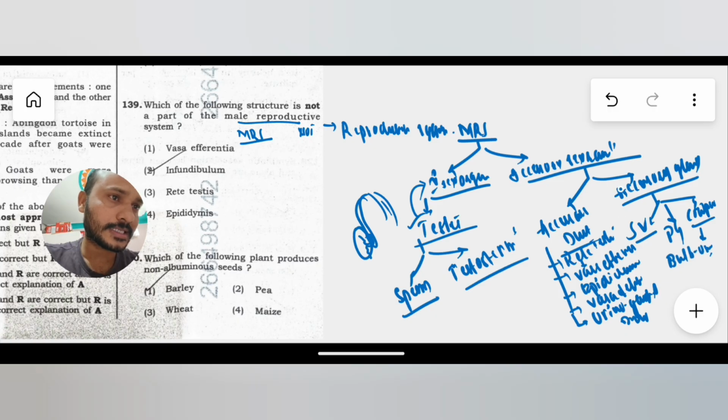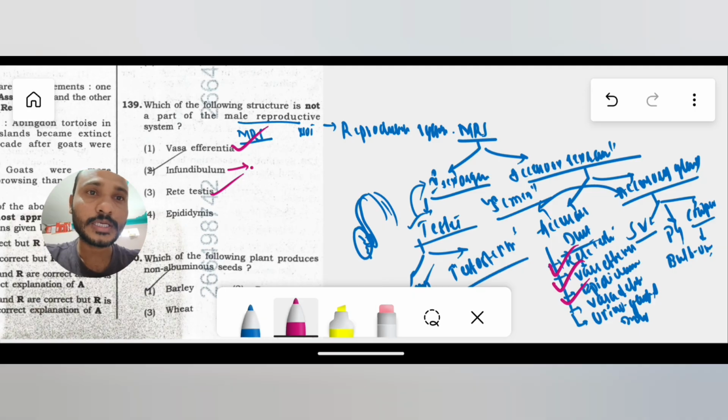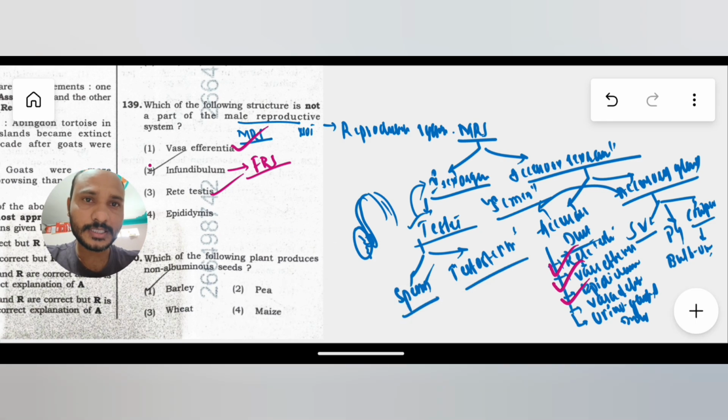All these accessory glands' main role is to secrete semen, and this semen provides energy to the sperm for motility. Okay. So among these we can identify which statement is not included in the male reproductive system. Vasa efferentia is included in the male reproductive system, and epididymis is included, but infundibulum is not included in the male reproductive system. Infundibulum is included in the female reproductive system, where exactly it is present we will discuss. So the right answer here is the second, infundibulum.